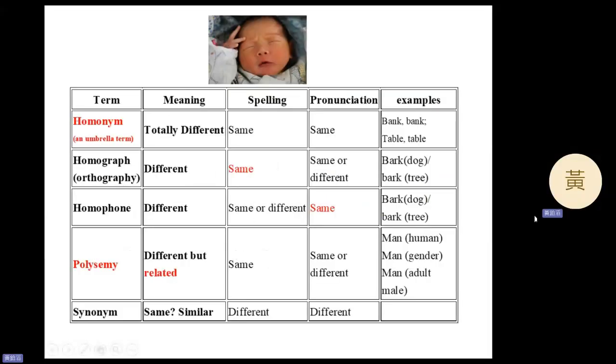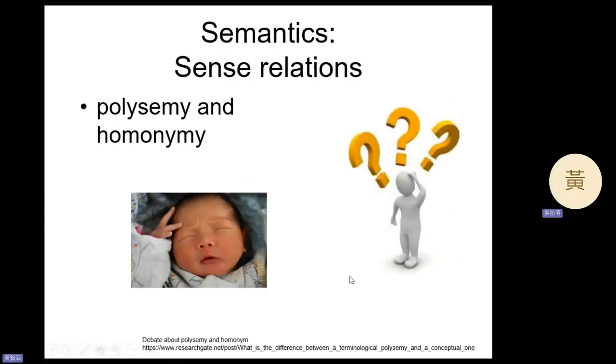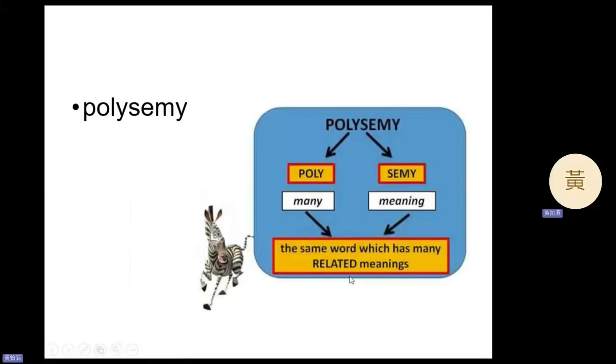These are too difficult. I think I'll just skip. We discussed this before, right? So polysemy means many meanings, because the affix and suffix show that.